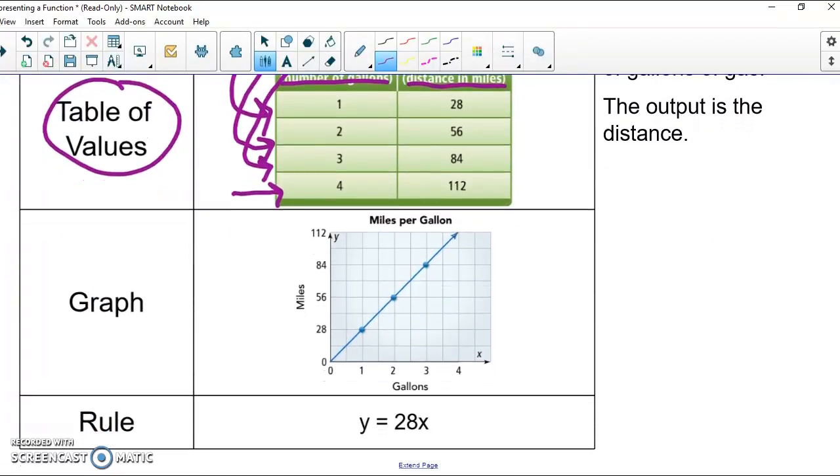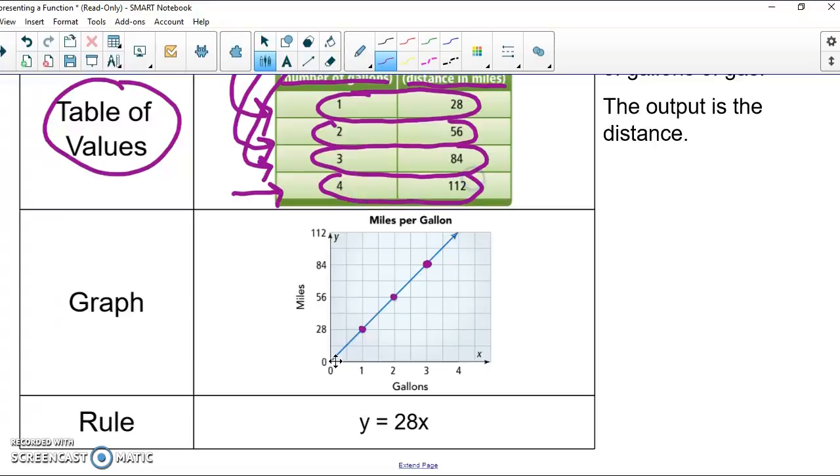So a third way to represent a function is the graph. So the graph shows miles per gallon. So my x-axis shows the gallons and my y-axis shows the miles. So you can see from my table that each of these points are represented in my graph. My first point, starting from the origin, is right 1, up 28. My next point from the table is right 2, up 56. My third point from the table is right 3, up 84. And my fourth point in the table is right 4, up 112.